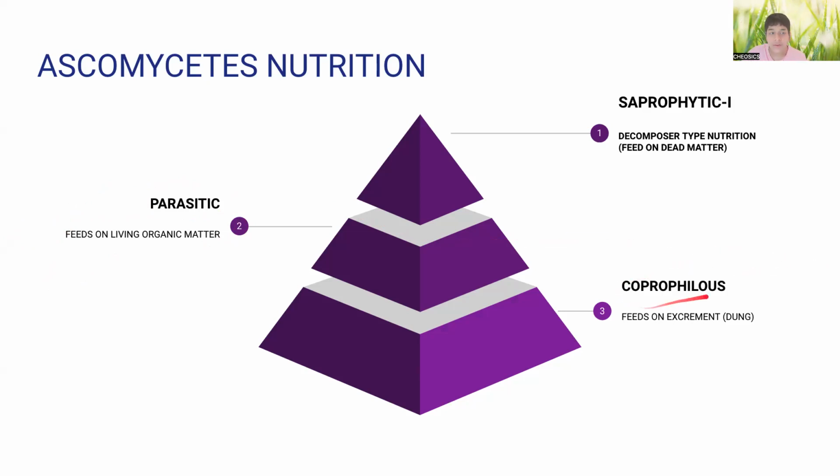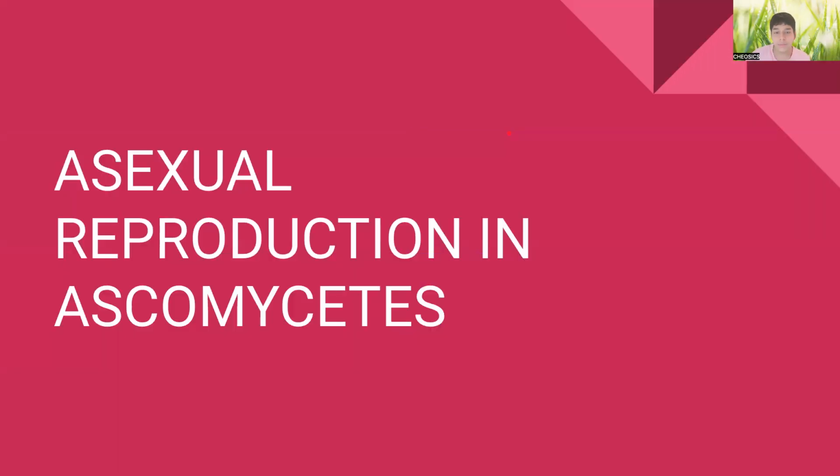And coprophilous fungi, the name is very big, but learning it is very easy. It feeds on dung and excrement. So this is a type of fungi which grows on excrement, on excretions, especially dung, cow dung. So this is another type.